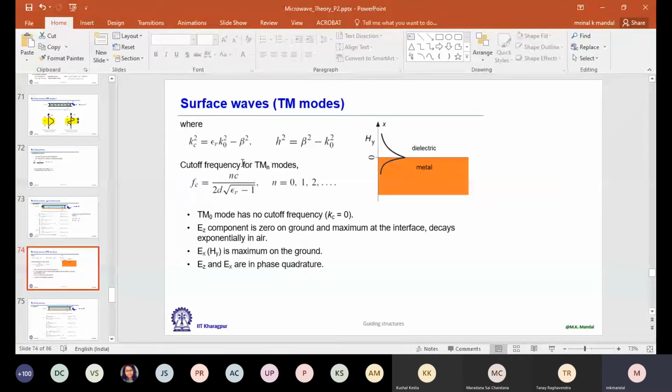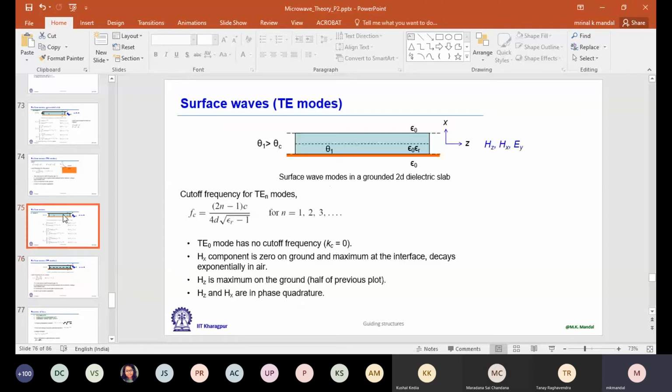Well, these are the cutoff frequency expressions. So again, for n equal to 0, we can have TM not mode. It has no cutoff frequency. For other modes, we have cutoff frequency. So it is then related to the thickness of the material, the dielectric constant of the substrate, and then the mode number. Well, next it is TE mode.